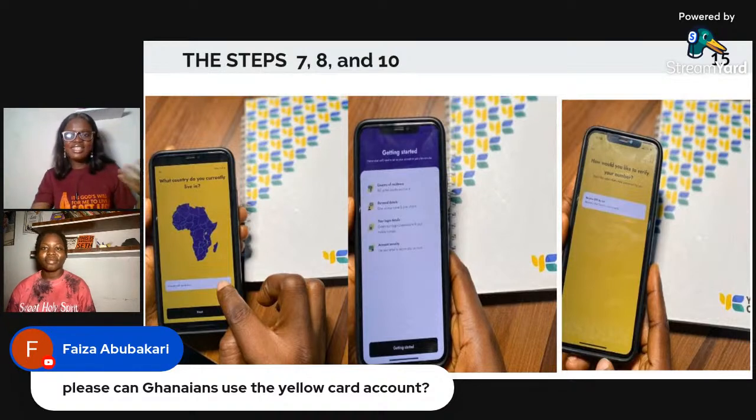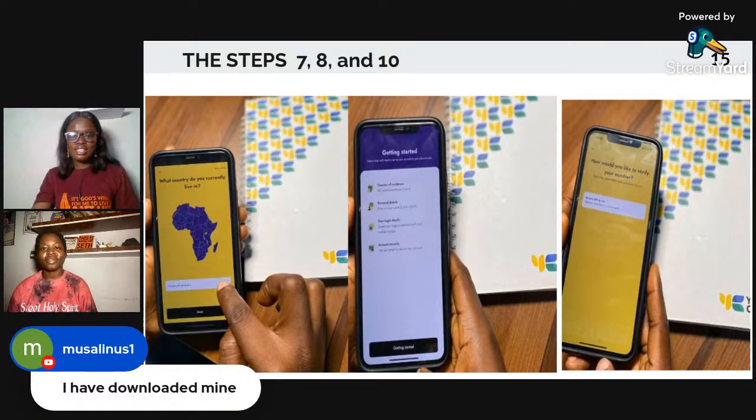I've noticed how easy the app is. I just downloaded mine. I'm trying to set it up now. It's very easy to navigate. So I can easily just save my money in dollars and I can brag that I have savings in dollars too. So someone is saying he has already downloaded his own.